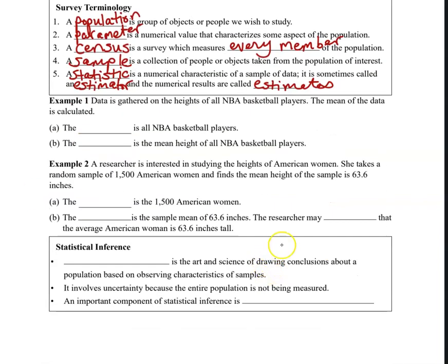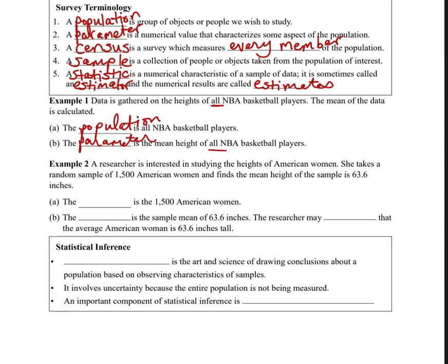So let's try this example. It says data gathered on the heights of all NBA basketball players. So the key word here is all. I think that's important because when you see the word all, that generally implies that that's your population. The mean of the data is then calculated. So the blank is all NBA basketball players. So the population is all the basketball players that we're interested in studying. And if we calculate the mean height for all of those players, then the parameter is the mean. So in other words, mean height is a measurement on the population. We would call it a parameter.